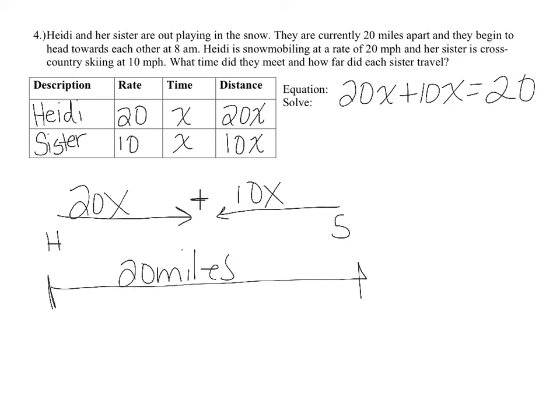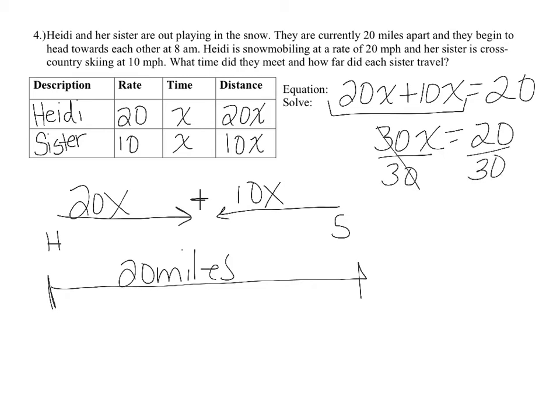So now I'm going to combine my like terms. 20x and 10x is 30x equals 20. And then I'm going to divide both sides by 30. And this should not freak you out because you are going to get a fraction. You're going to get x equals 20 over 30, which reduces to 2/3. Let's think about what that means. X stands for time, which is in hours, and I know it's in hours because my rate is being measured in miles per hour.